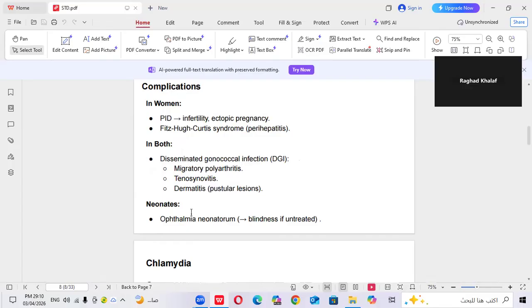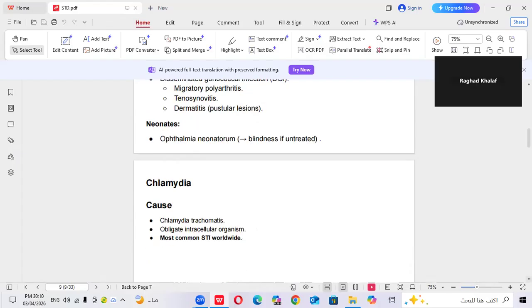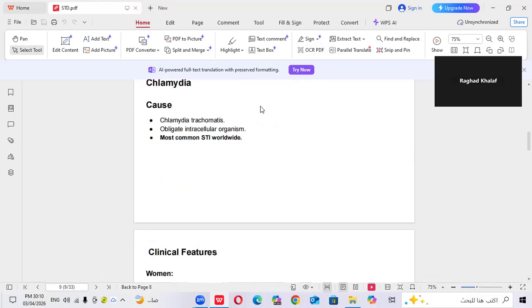In neonates, it can lead to a type of conjunctivitis called ophthalmia neonatorum, which is an acute infection that can lead to blindness if it's untreated. We are going to discuss the eye complication in neonates in further detail in a coming slide. We finished gonorrhea. We are going to talk about chlamydia now.